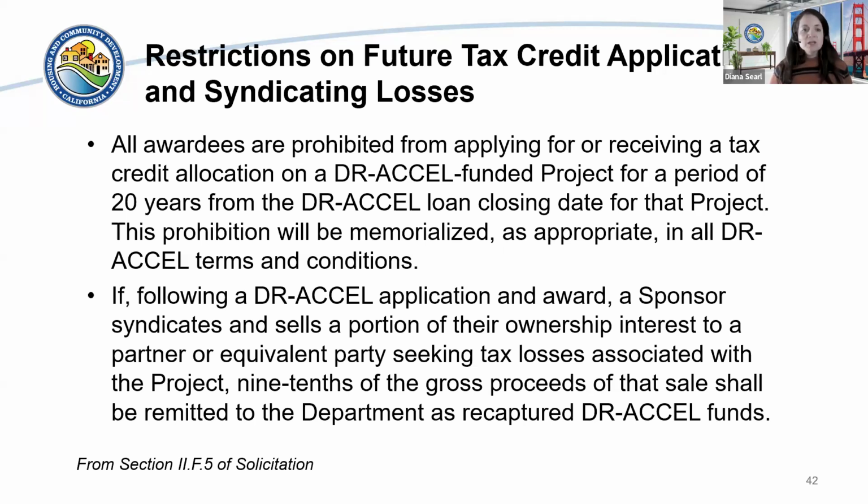If following a DRSL application and award, a sponsor syndicates and sells a portion of their ownership interest to a partner or equivalent party seeking tax losses associated with the project, 9/10 of the gross proceeds of that sale shall be remitted to the department as recaptured Excel funds.